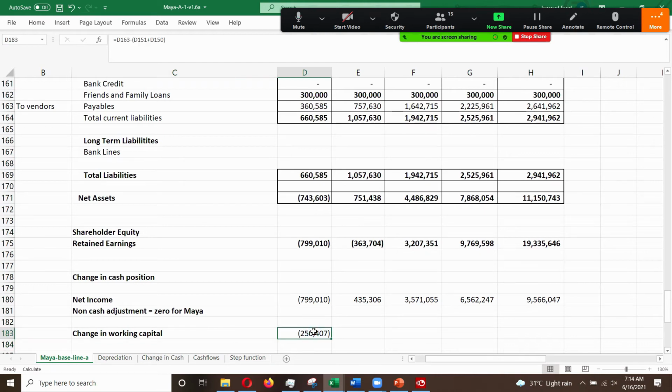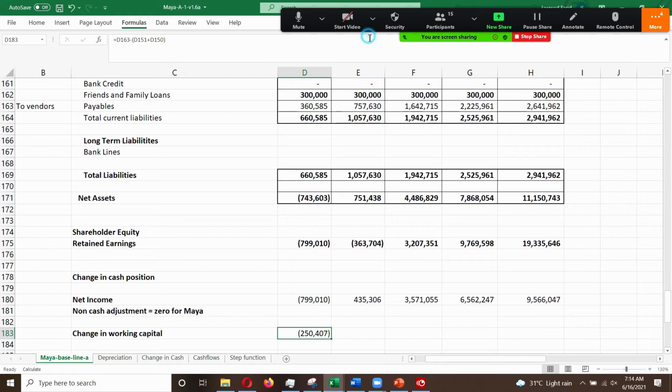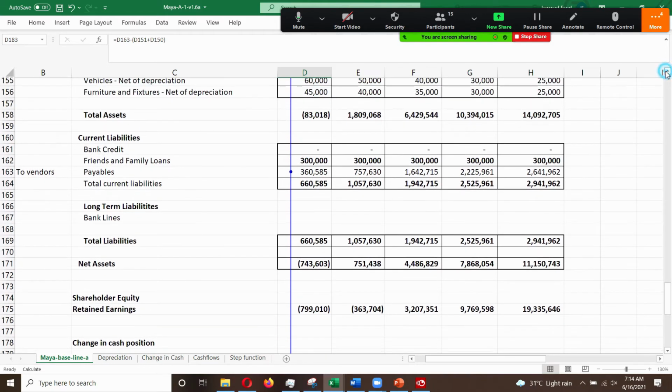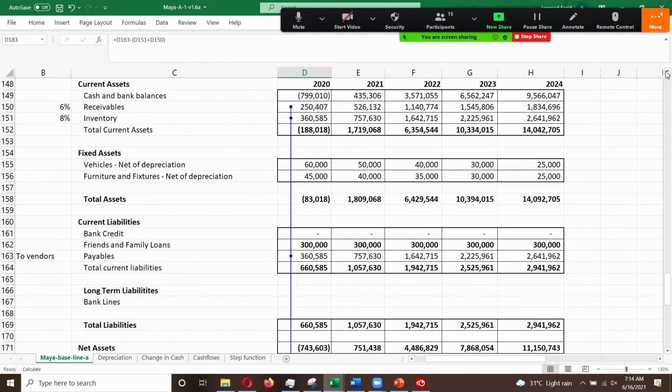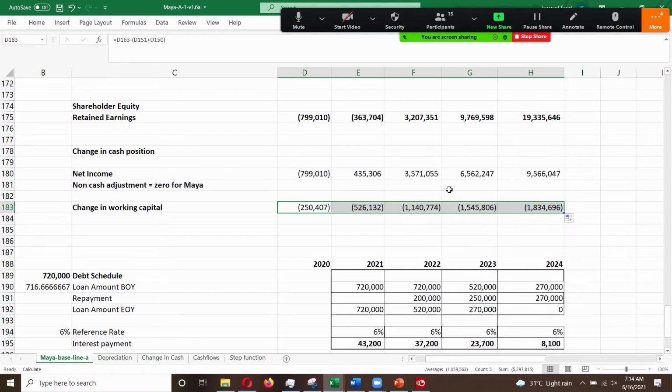So this tells me there's been, so where does this 250 come from? Take a look at this. This 250 comes from this 360 less 250 and 360, which basically means that we are using about 250,000 in cash, right? And then if I hook this up, that gives me this number. So my cash needs are actually growing quite substantially over a period of time.